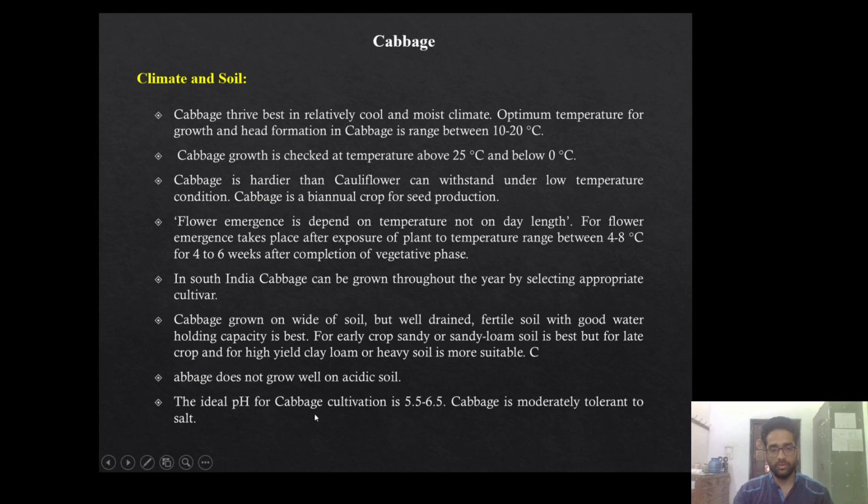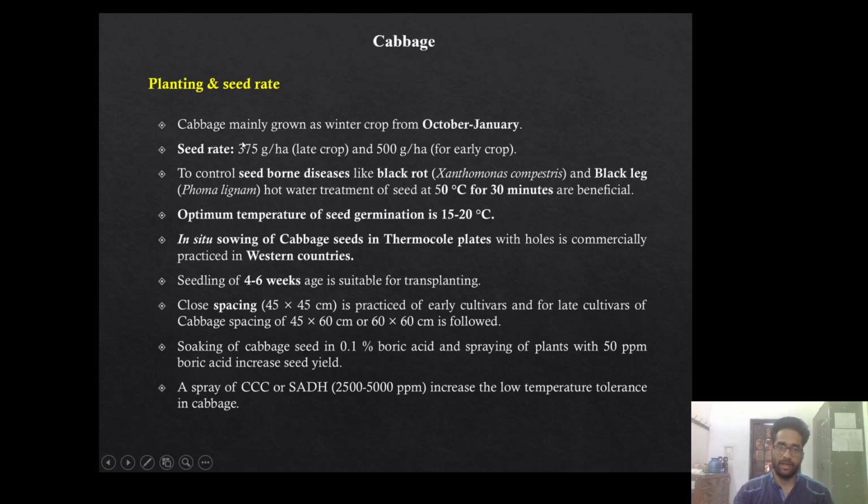Now planting and seed rate. Cabbage is mainly grown as a winter crop from October to January. Seed rate is 375 gram per hectare for late maturing group. For early, it is 500 gram per hectare. To control seed-borne diseases like black rot and black leg, hot water treatment at 50 degrees Celsius for 30 minutes is beneficial. This seed treatment helps prevent the crop from diseases.